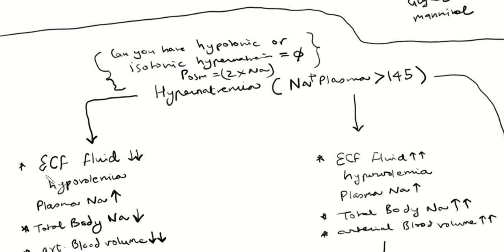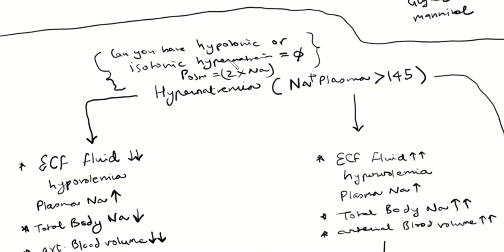good. All right, now let's talk about hypernatremia. Now, hypernatremia is too much plasma sodium. Now, can you actually have hypotonic or isotonic hypernatremia?